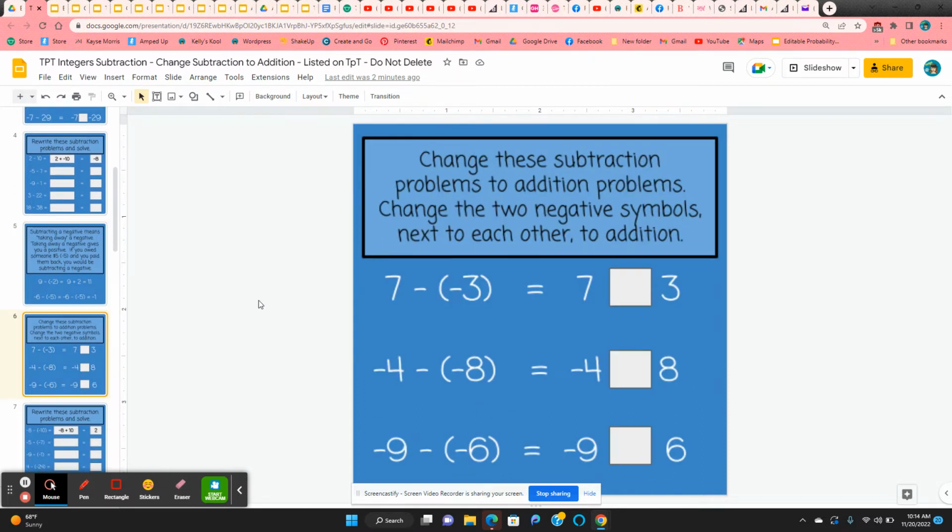So then the students are given some problems to solve. And again, on this one, all they have to do is add the plus sign. So they take the two negative symbols that are next to each other, not this one, just the two that are next to each other, and change it to a plus. So this negative stays.